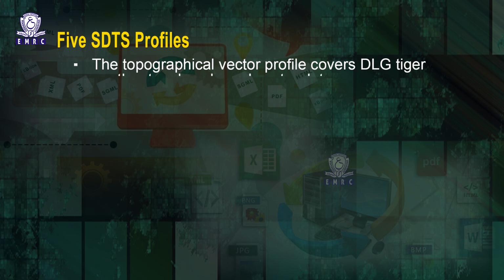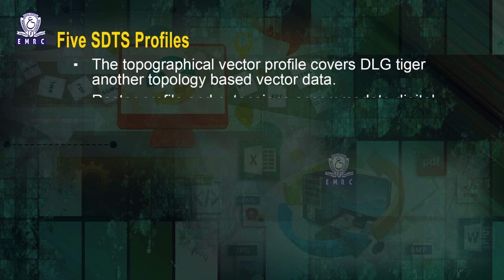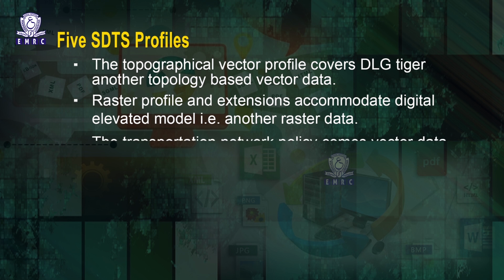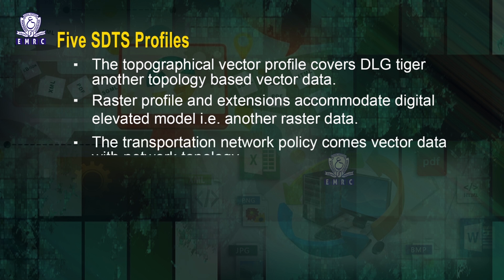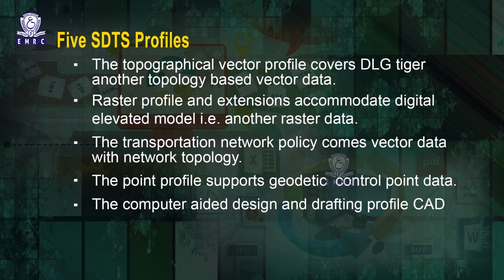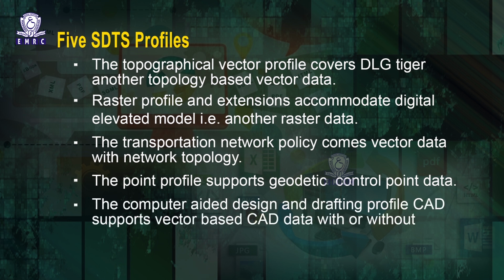First, the topological vector profile covers DLG, TIGER, and other topology based vector data. Second, the raster profile and extensions accommodate digital elevation model, which is another raster data. Third, the transportation network profile covers vector data with network topology. Fourth, the point profile supports the geodetic control points data. And fifth, the computer aided design and drafting profile, CADD, supports vector based CAD data with or without topology.